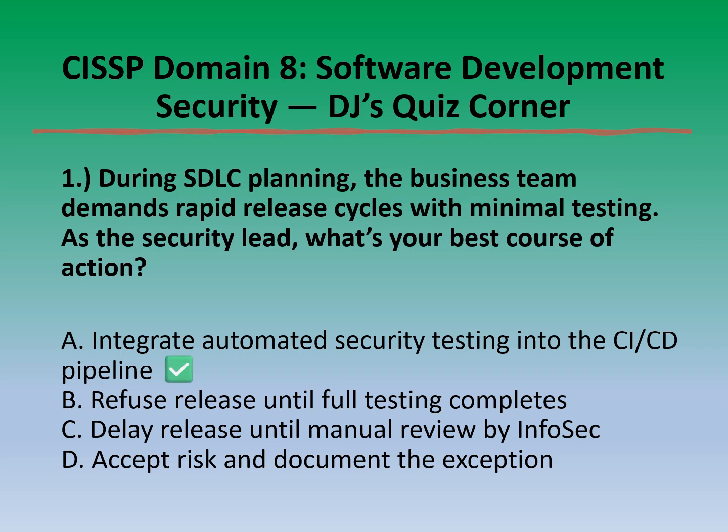The correct answer is A. Integrate automated security testing into the CI/CD pipeline. Embedding automated security tests supports both speed and assurance. The CISSP way of aligning business goals with risk management.